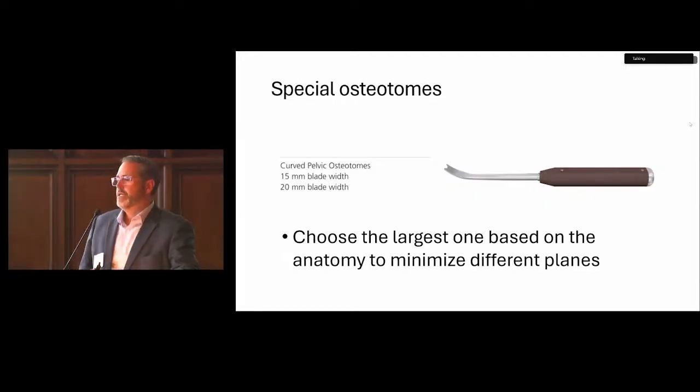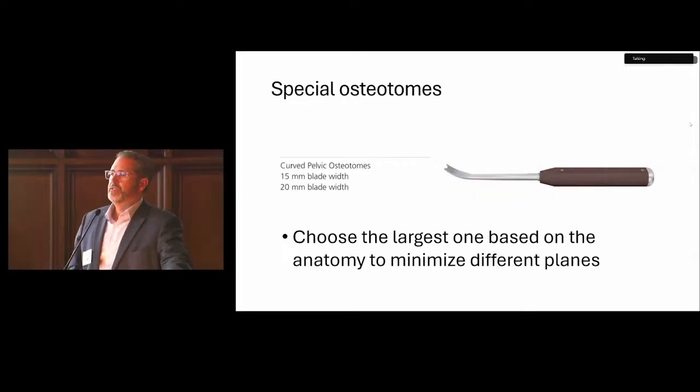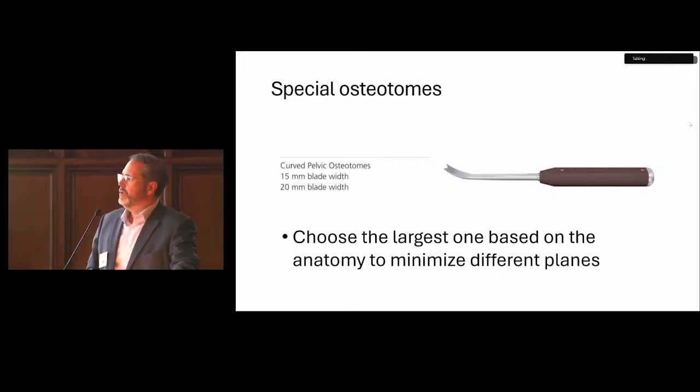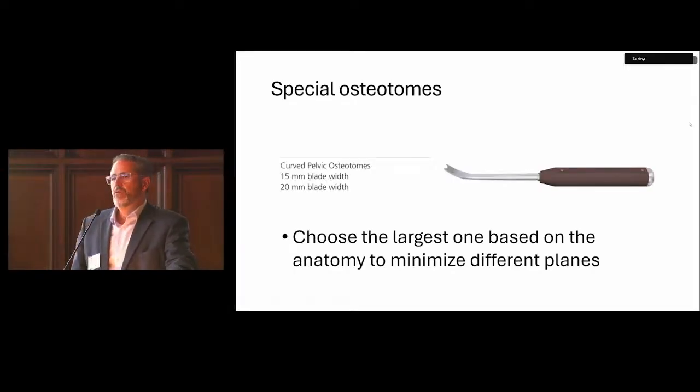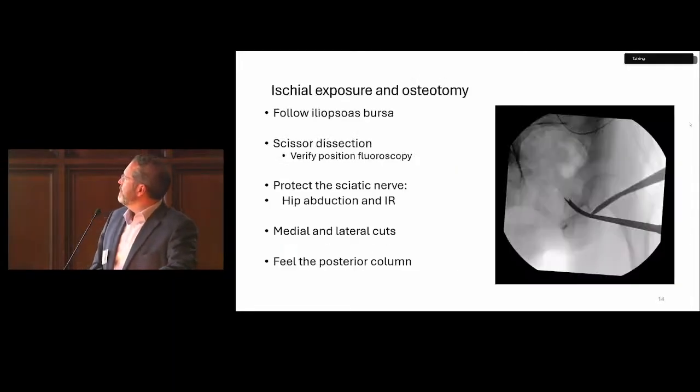For me, it's usually the ischial cut that's the problem as far as not being able to mobilize the fragment as much. And so I think it's critical to try to make sure that you don't make a bunch of planes in the ischium, but try to get a good single cut above the ischial tuberosity. And still go medial and lateral.